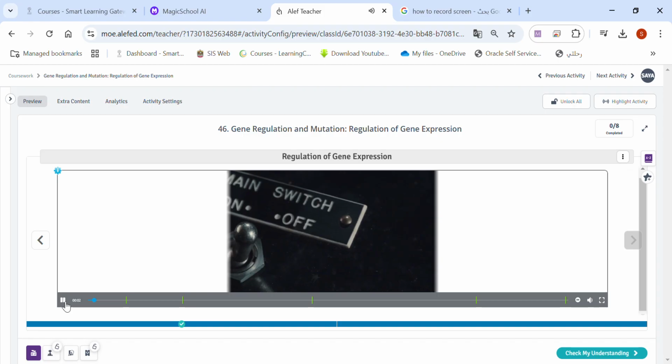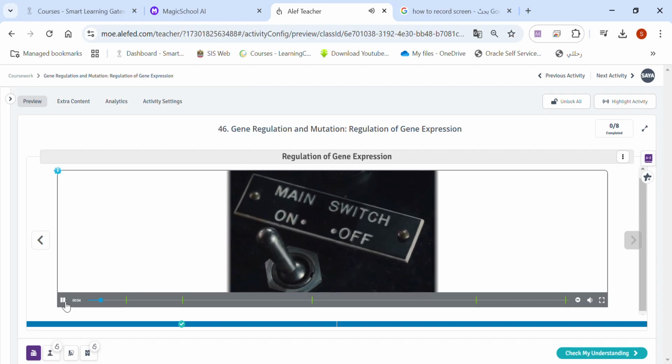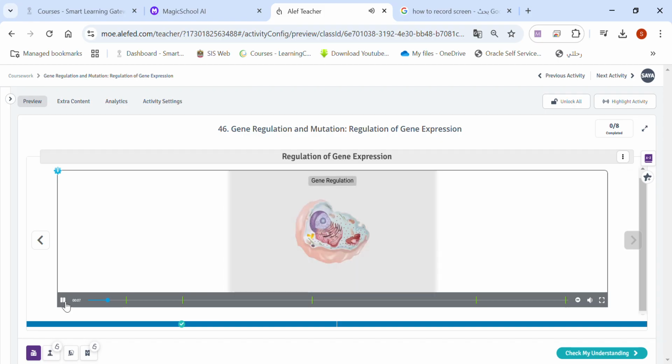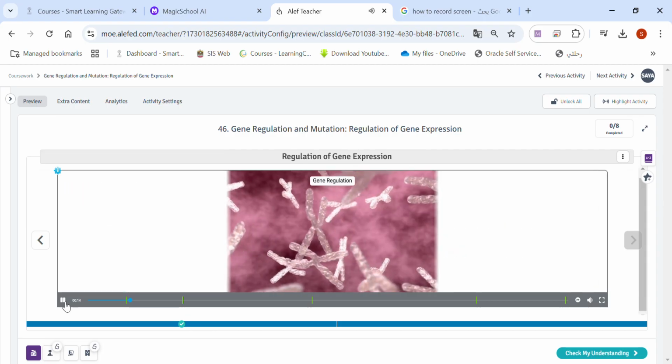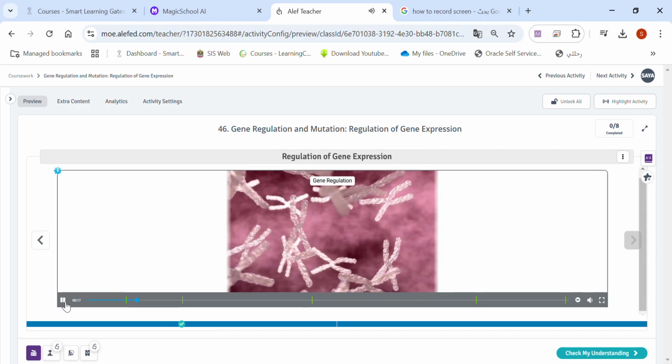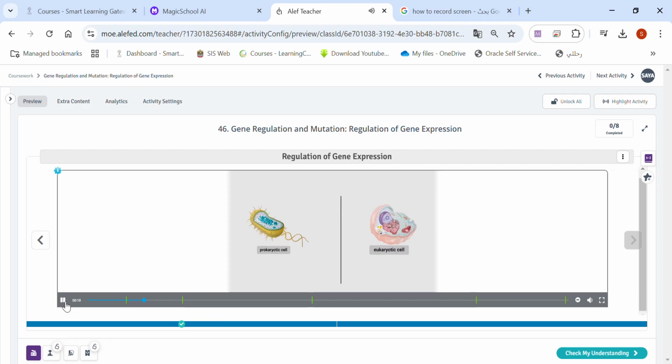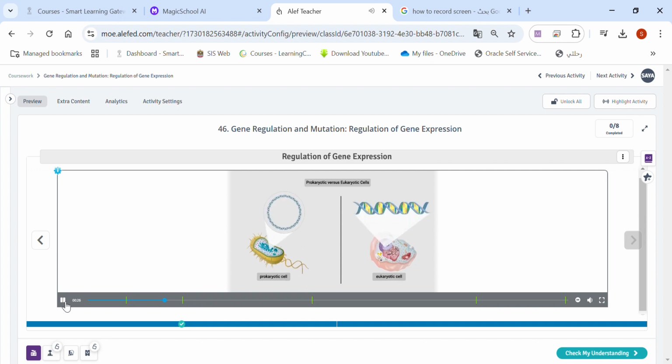Just like you can turn the lights and other electronic things on and off, cells have the ability to regulate or control which genes turn on or off at any given time. They do this to respond to their environment. Both prokaryotes and eukaryotes can control which genes are expressed and which are not. They do this because it would be a waste of energy to make proteins that are not used.